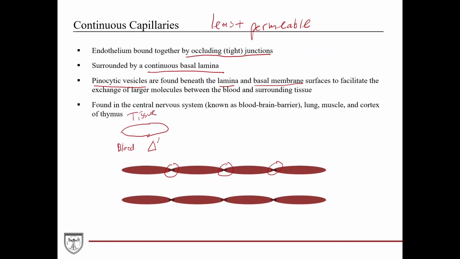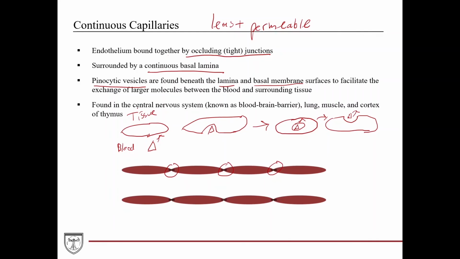So what will happen is that this will come in close proximity to the cell, and the cell will start forming this vesicle that'll essentially engulf this material. And then what happens is it forms a vesicle within the cell that's carrying this molecule, and then the vesicle goes to the other side and fuses with the membrane, and then allows this molecule to be released to the other side, essentially transporting it from the blood to the tissue.